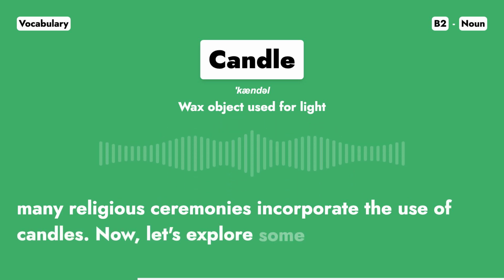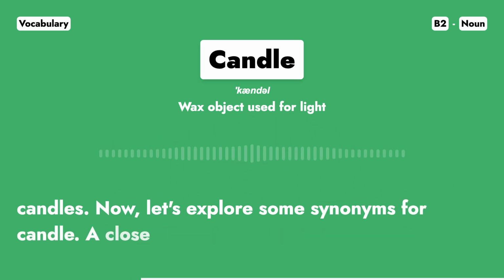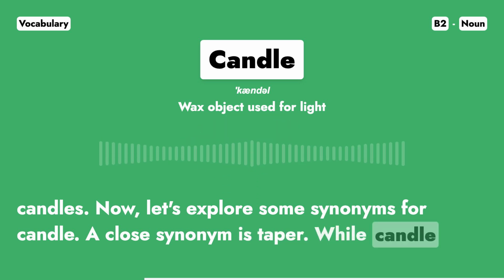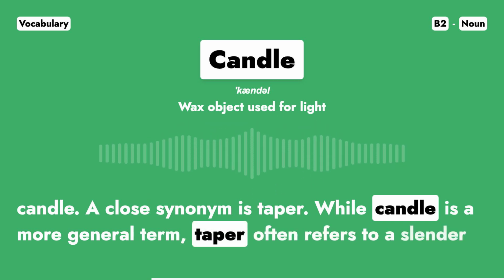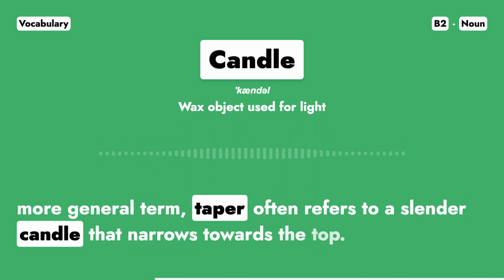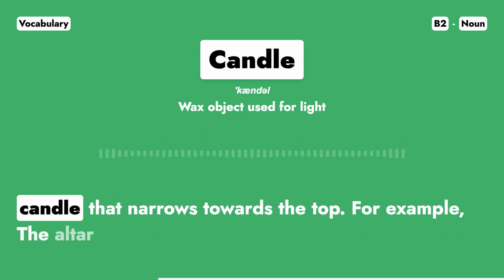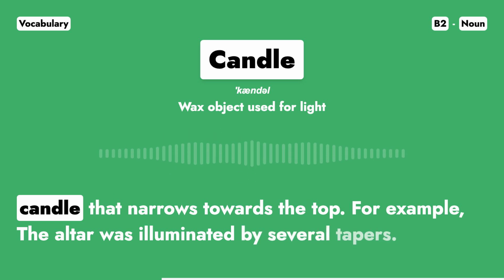Now, let's explore some synonyms for candle. A close synonym is taper. While candle is a more general term, taper often refers to a slender candle that narrows towards the top. For example, the altar was illuminated by several tapers.